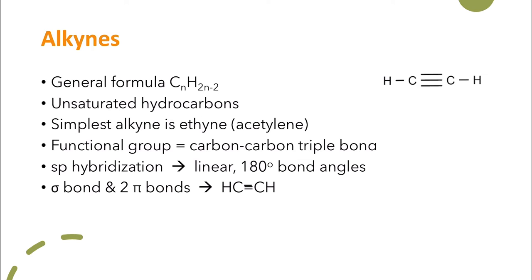The functional group here is the carbon-carbon triple bond. So this is the functional group of alkynes. The carbons that form the triple bond are sp hybridized, and the shape around them is linear. So this bond angle is 180 degrees.